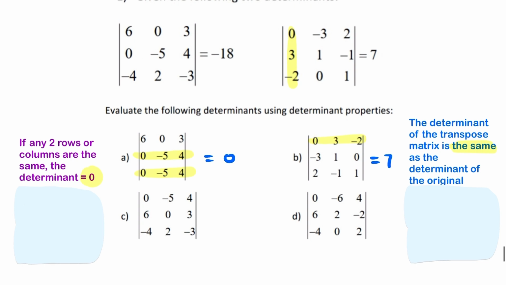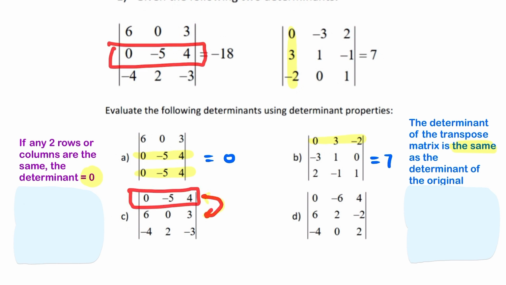If we look at C, this looks very similar to that. But what's happened? We notice here that the first two rows have been switched around. So 6, 0, 3 is now here, and 0, negative 5, 4 is now the first.